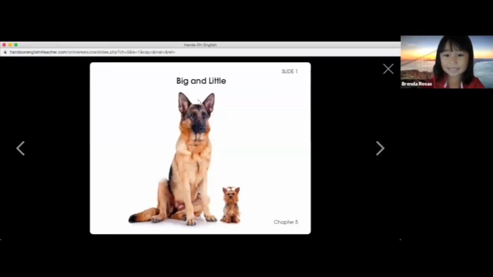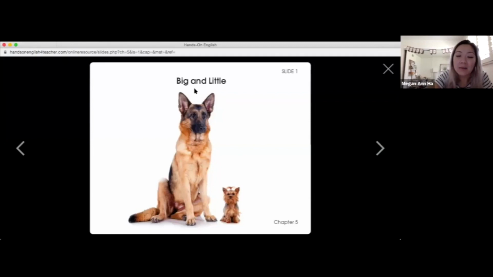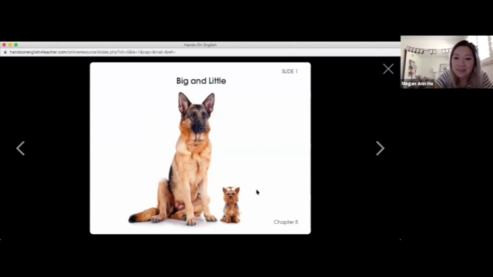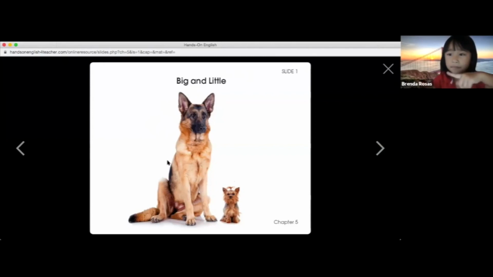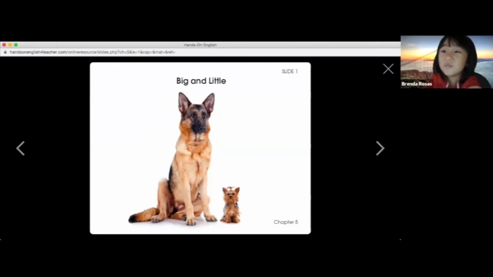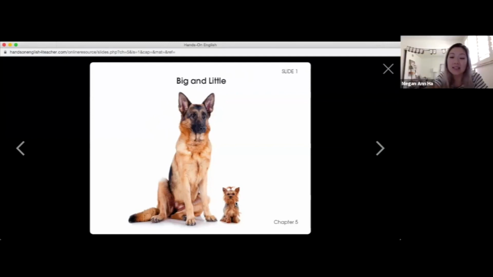Big and little. Great job. Which one is big? That one's the big dog. This one? Nope, the next to it. Yes, that's right. This is the big one. This is the small one, little one. Good. That means the same thing. Small. Little. Good job. Okay, let's practice with our hands.